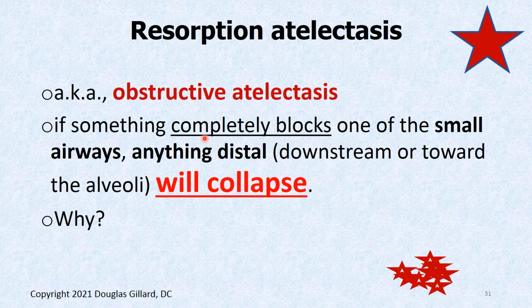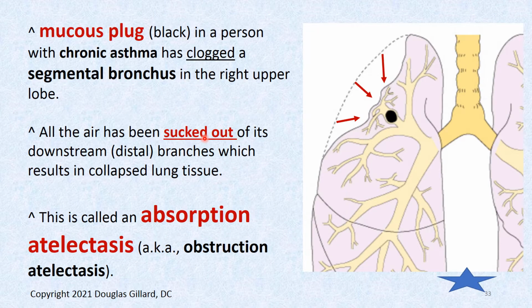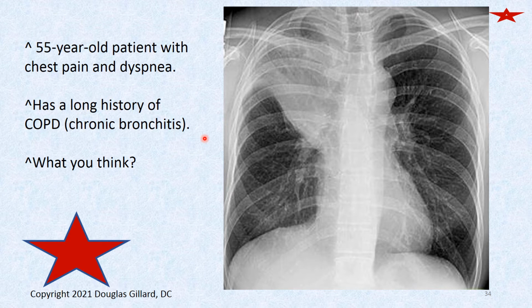All right, so everything I just said. Reabsorptive atelectasis is something like a beaver dam that completely blocks one of the airways, usually one of the small airways. The air gets sucked out and it can't get replaced, so it collapses. Mucus plugs are notorious for doing this, and people with chronic asthma or chronic bronchitis can get this because there's a lot of mucus around. Those are absorption atelectasis, aka obstructive atelectasis.